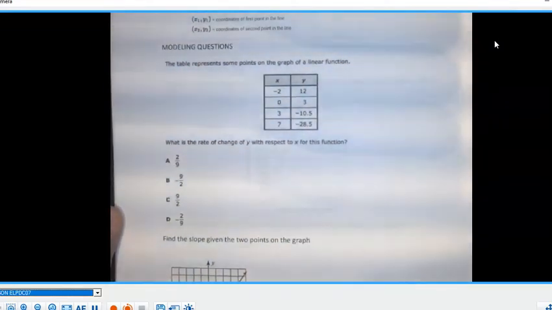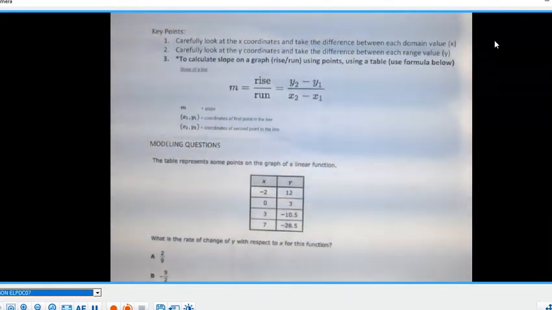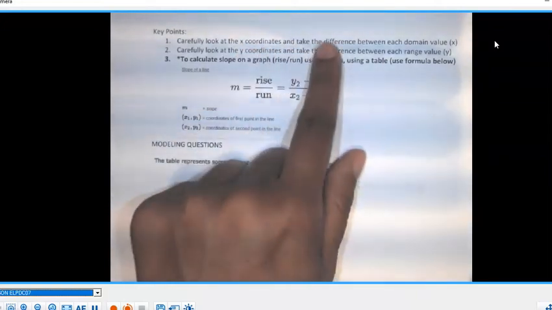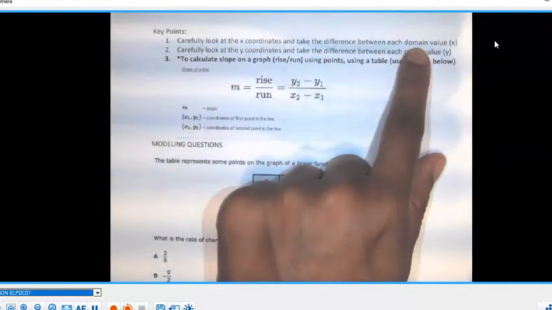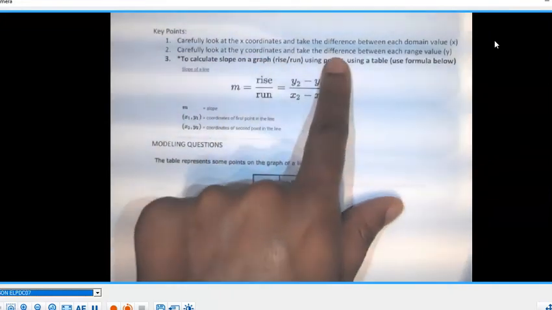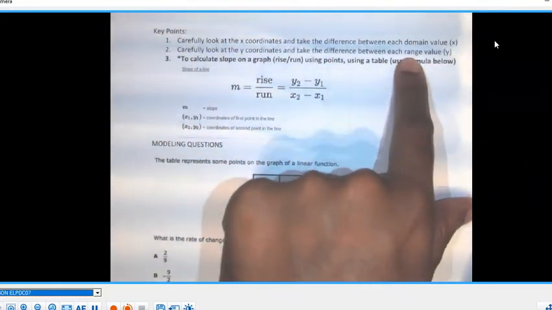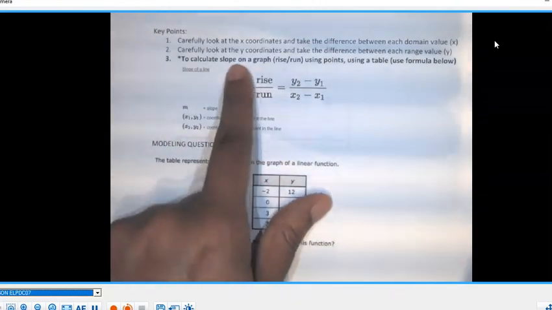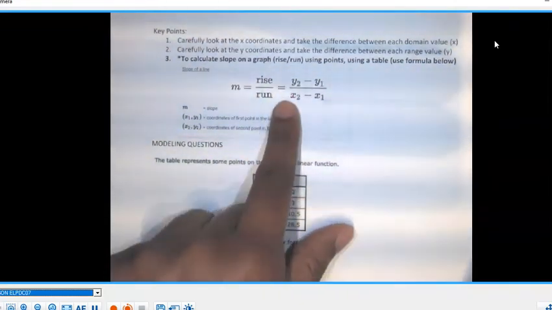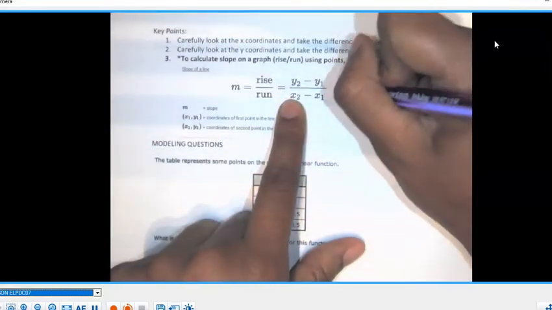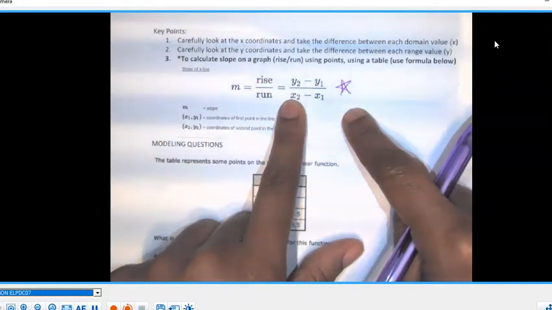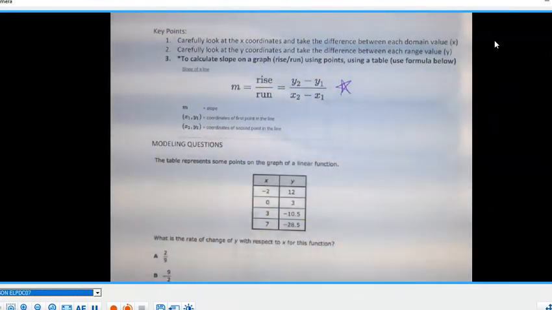So now in this one, I put some formulas up at the top. Let's read our key points. So the first key point is to carefully look at our x coordinates, take the difference of each domain value, your two different x values, carefully look at your y coordinates, take the difference and subtract the two different y values from the table, and calculate the slope on the graph or the table, rise over run. Here's the formula. Okay, so please, I cannot stress to you enough. They love to put slope problems on the STAAR. Okay, so it's y2 minus y1 over x2 minus x1.